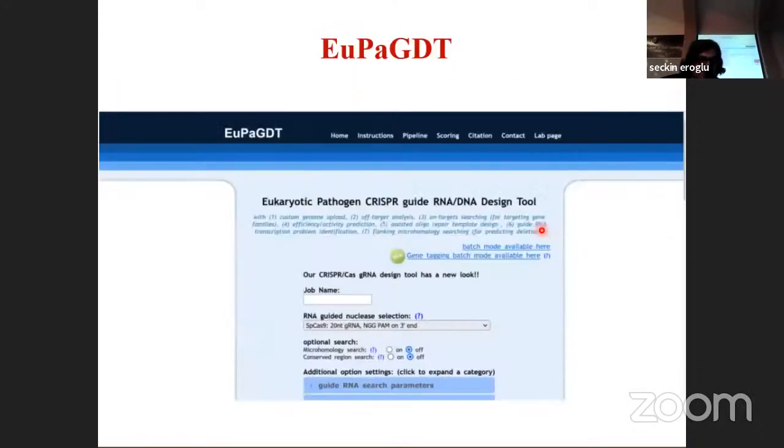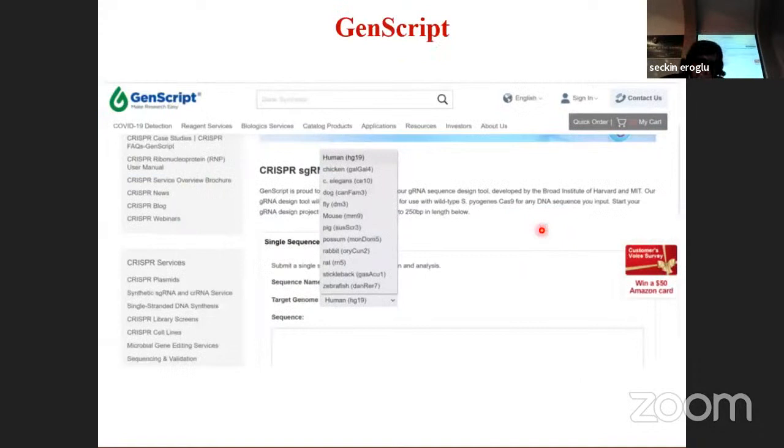I'll show you screenshots. For example, this is GenScript, and these are the genomes which are available on this website. These genomes are basically the reference to tell you the off-target, because when you give your input in the server or on this web page, they will end up with the guide RNA, and at the back end they have these genomes, and these genomes will tell you whether your guide RNA will produce an off-target effect or not.